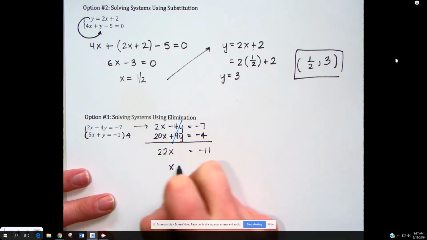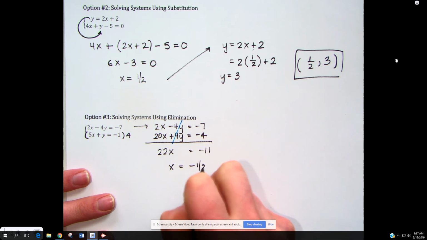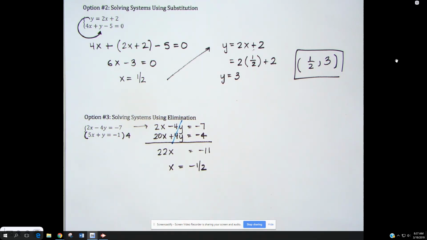Divide out, and again, I must have liked halves today. I got a -1/2 this time. If you're asking yourself, why in the world am I allowed to add equations? It goes back to the same kind of rule that tells us that we can multiply both sides by 4. If you have an equality, then as long as you do the same thing to both sides, it's perfectly allowable to do that to equations.